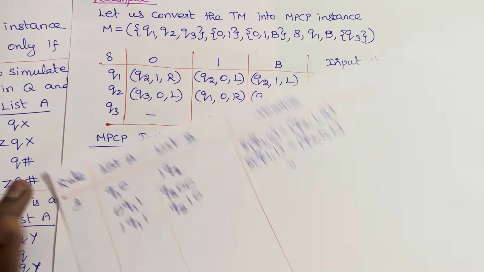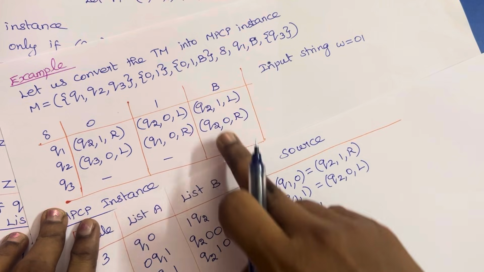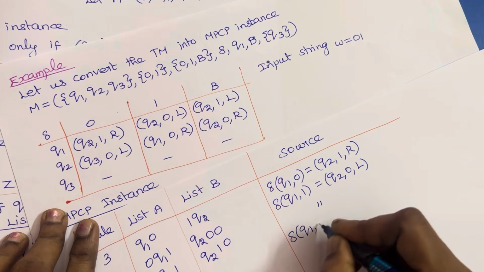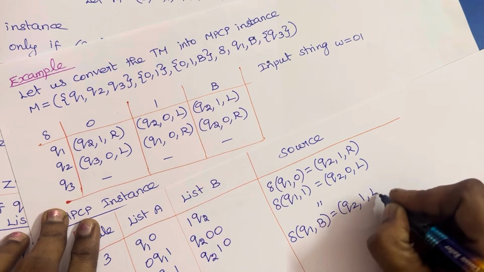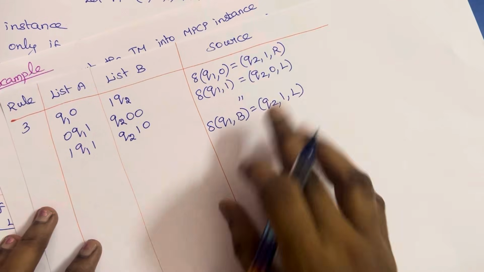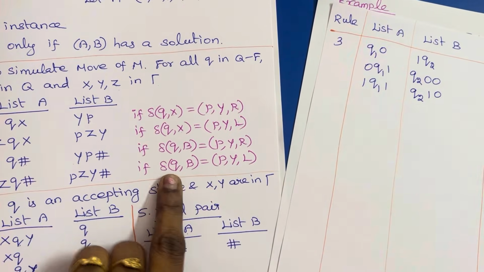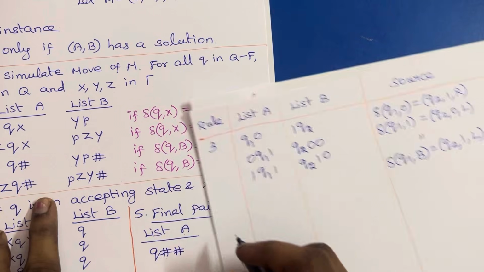Next, we need to consider the third transition rule. The third transition rule is q1 comma blank equal to q2 1 left move. So del of q1 blank equals q2 1 left move. So here we are getting blank and left move. Blank and left move means case 4. So we have to write zq hash.